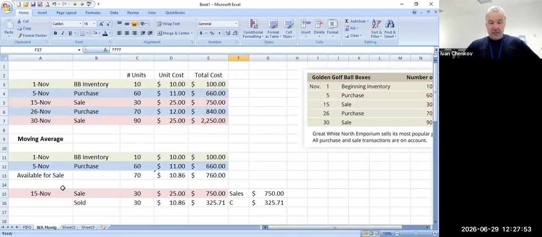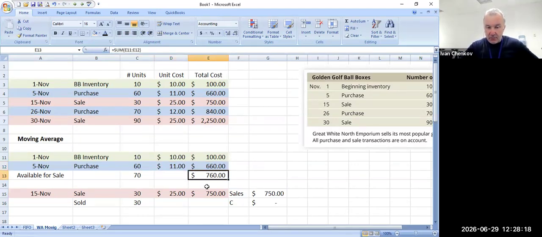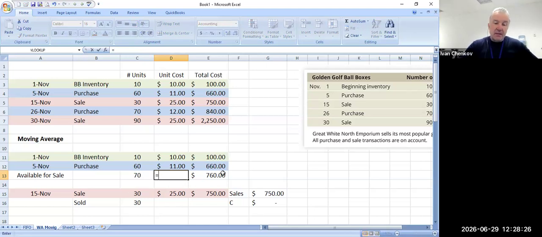So let's go with this again. Let me delete those and do the same thing with you now watching. First things first, beginning inventory, I have it. 10 items, $10 per unit, $100. Then I purchase 60, $11 per unit, 660. In total, I have $760 cost for 70 items. The question is, what's the average for each of those? Then I calculate 760 divided by 70, 10.86.